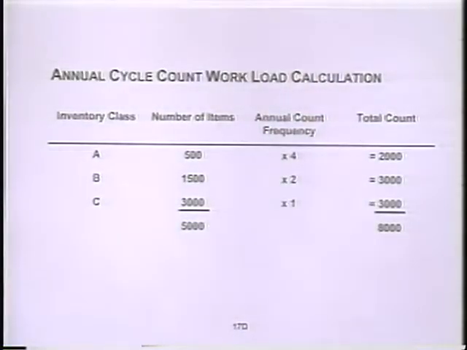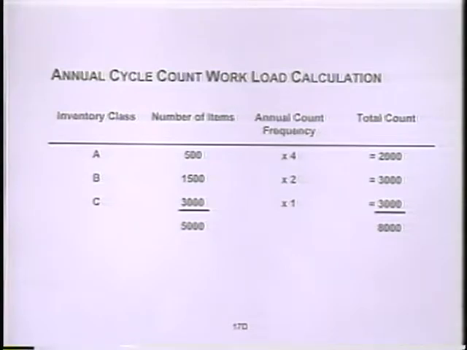First of all, we have on the left-hand column an inventory class code. There's our ABC. Then we have the number of part numbers. So we have 500 A items, 1,500 B, and 3,000 Cs. So we have a total of 5,000 part numbers in this inventory. We're going to multiply that by the annual count frequency.